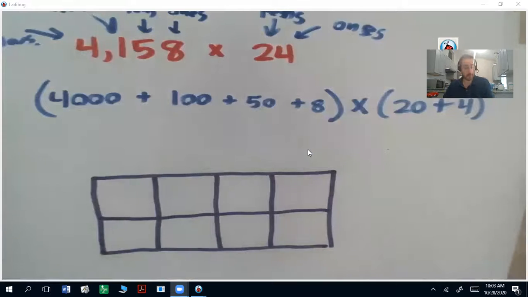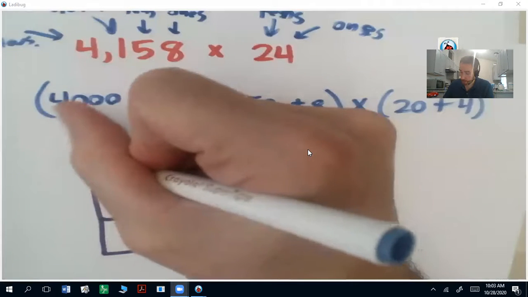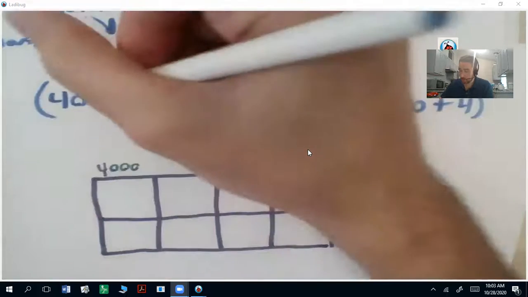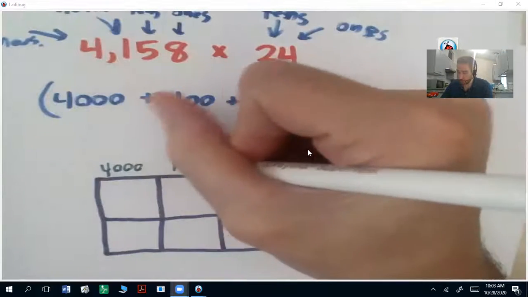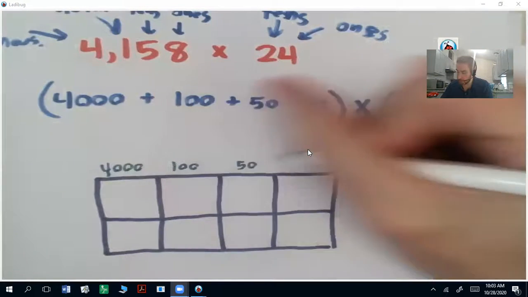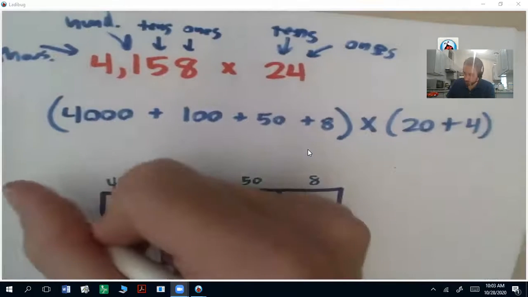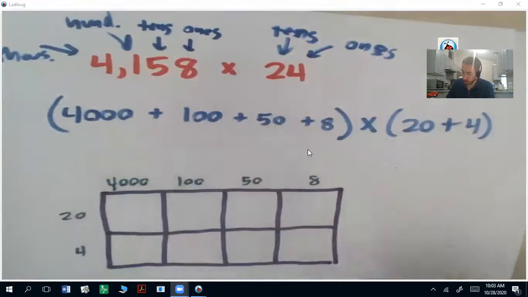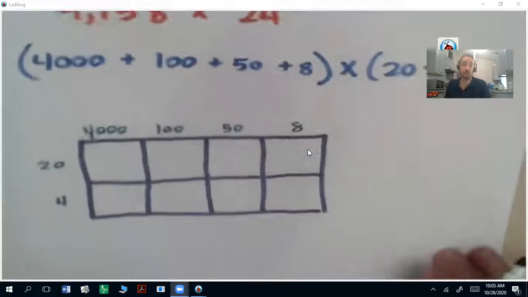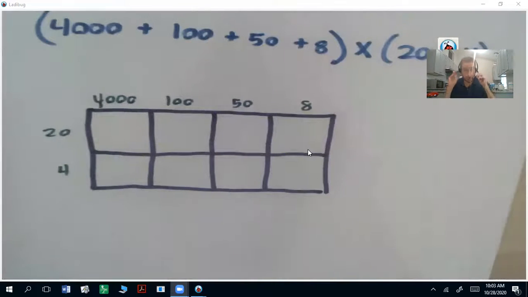And we're going to put our individual numbers along each of the boxes, 20 and 4. Now the purpose of doing this is to break it up into easily multipliable numbers.